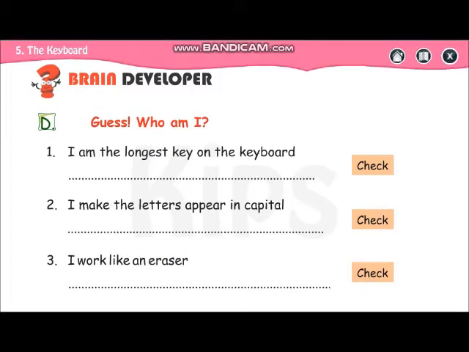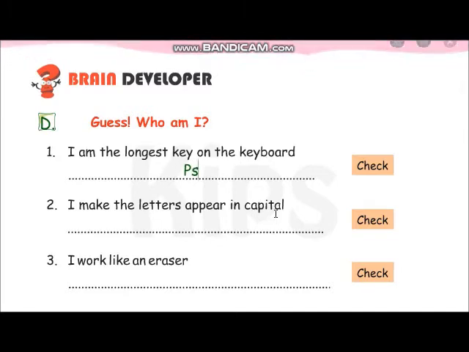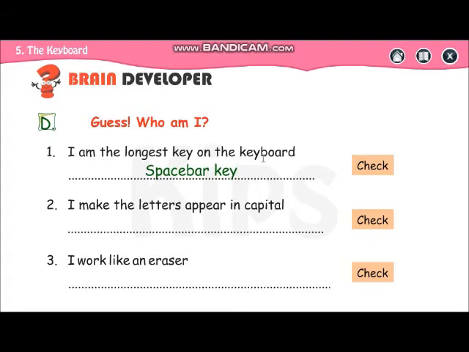Now it's a riddle. Guess who am I? Computer riddle. Okay. आपको क्या करना है? Guess करना है कि who am I? I am the longest key on the keyboard. Which one is the longest key? Yes. Space bar key. Okay, you have to write here space bar key.